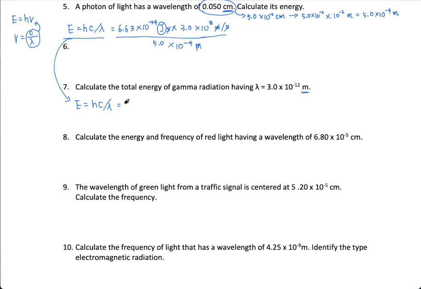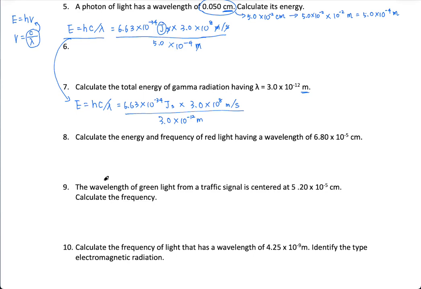So h is 6.63 times 10 to the negative 34th power joule-seconds, times 3.0 times 10 to the 8th power meters per second, divided by our wavelength, 3.0 times 10 to the negative 12th power meter. Okay, then question 7 is already done.